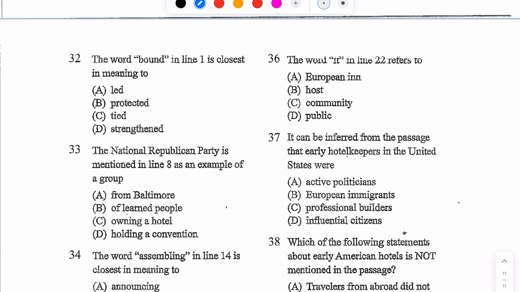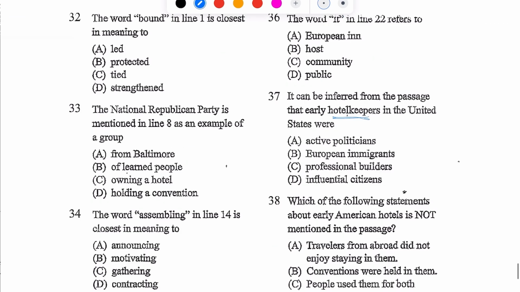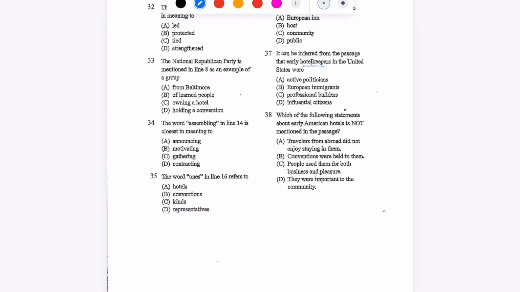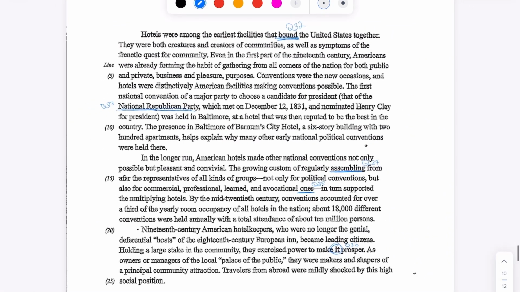And then it can refer from the passage that early hotel keepers, so it's about hotel keepers, basically people who own hotels and keep hotels nice and tidy, and which of the following statements about early American hotels is not mentioned. So that's a supporting detail question. All right, so let's read this passage on hotels.